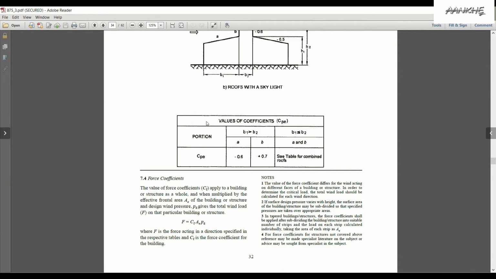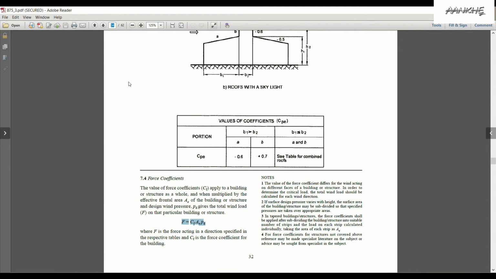As you can see, in clause 7.4 of IS 875 part 3 2015, you can find the force coefficient. The wind force F is provided by Cf into Ae into Pd, where Pd is the design pressure, Ae is the effective area, and F is the force acting on the effective area, and Cf is the force coefficient of building and structure. Okay, so our case is simply open type.